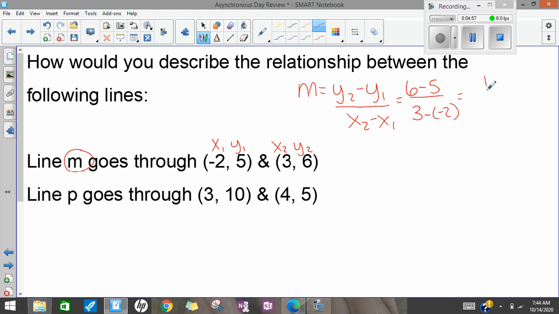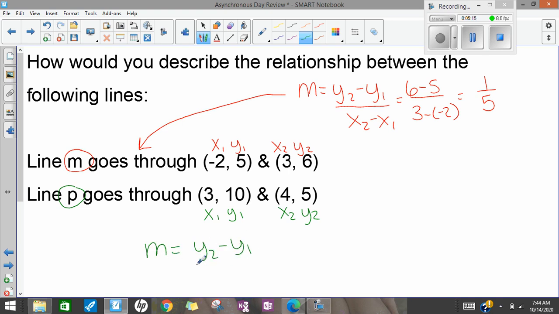So I get 1/5 for line M. That's my slope for line M. And let's do the slope for line P. And again, I always write the slope formula. I always label my points. It helps me not make mistakes. On top here, I get -5, and on the bottom, 1.